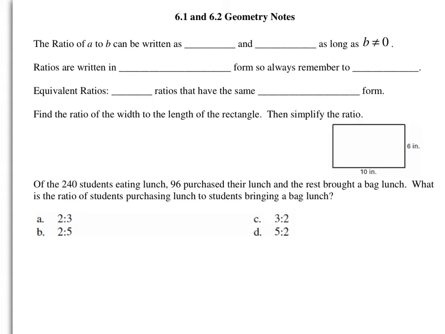A ratio can be written different ways. A ratio of A to B can be written as A over B, so as a fraction, or you can sometimes see it as a side-by-side ratio, so A and then a colon B. As long as B is not equal to 0, this will work. We always need to write them in simplified form, so we always need to make sure that we reduce our fractions.